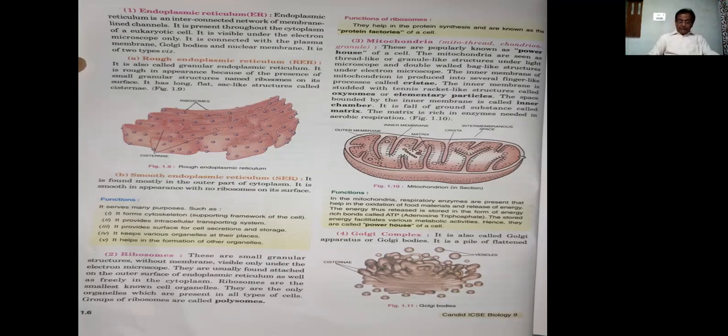Cytoplasm, cell membrane, chloroplast, endoplasmic reticulum, ribosomes, polysomes. These are the different aspects of the cell, and later on we will discuss the nucleus. Today I am just ending this class.